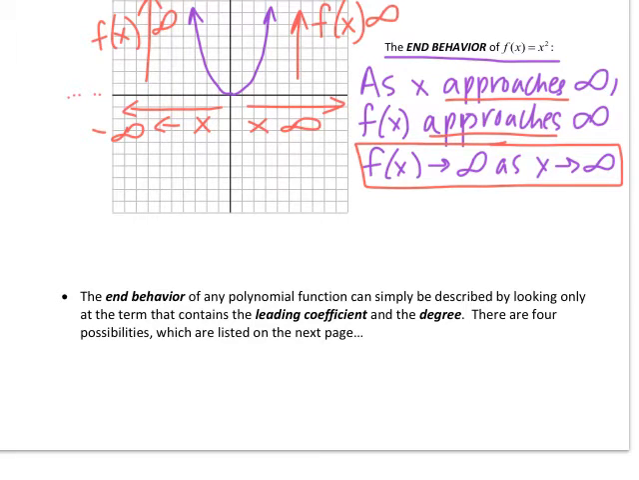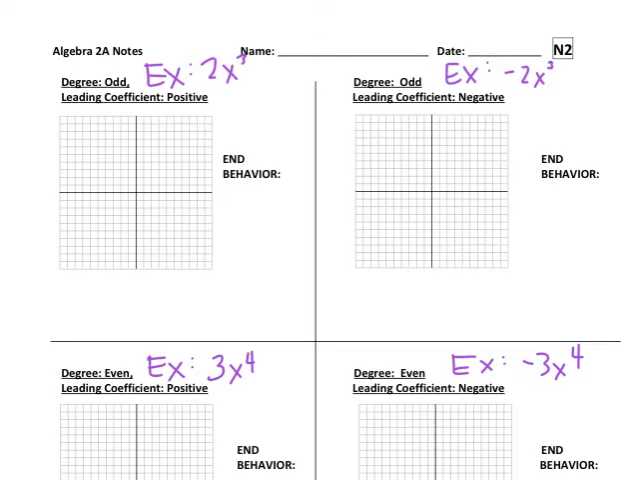The end behavior of any polynomial function can simply be described by looking at the term that contains the leading coefficient and the degree of that term. And there are going to be 4 possibilities, and let's take a look at those now. All right, so a couple things that we have here on this page are the fact that we need to look at the degree of the polynomial, which we know the degree is the exponent here. And we also need to take a look at the leading coefficient, and that's kind of why we pointed that out in our previous lesson. We want to get familiar with what it means to have a leading coefficient.